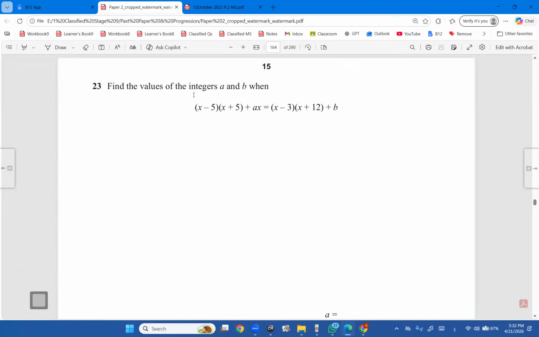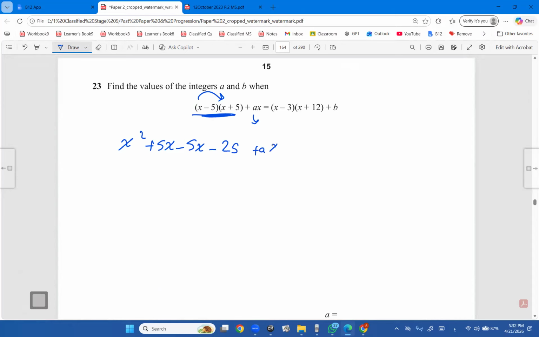Question 23, find the values of the integers a and b. All right, the first thing I'm going to do is to expand the brackets and get ax down. So let's do this. This is going to become x squared. Expanding these two brackets is going to lead you to x squared plus 5x minus 5x minus 25 plus ax equals, expand the brackets also over here and bring the b down. So it's going to be x squared plus 12x minus 30 minus, first here we said x squared, 12x minus 3x minus 36 plus b.